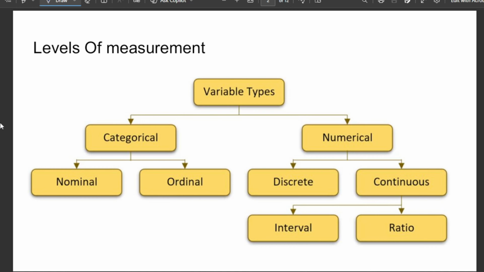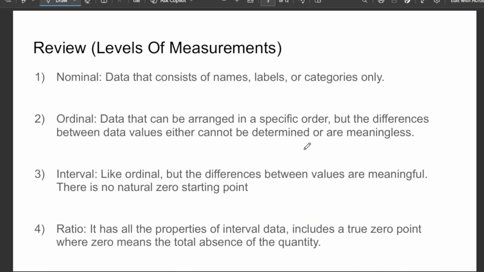Levels of measurement, if you remember, there are variable types: categorical and numerical. Categorical is split into nominal and ordinal, and numerical is split into discrete and continuous, and continuous is split into interval and ratio. The levels of measurement here are nominal, ordinal, interval, and ratio. So what is nominal? Nominal is data that consists of names, labels, or categories only. It doesn't have a hierarchy or a specific order.